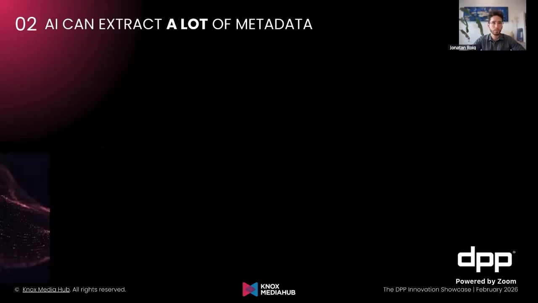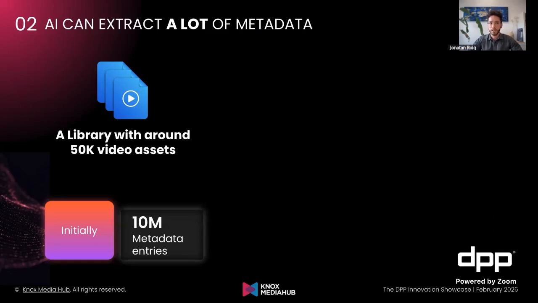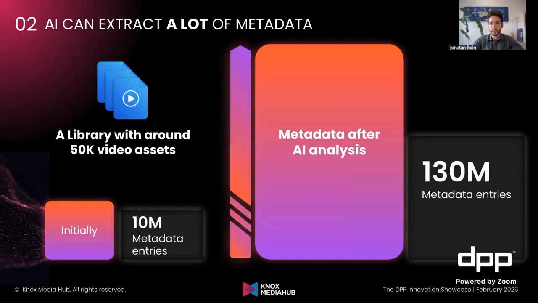Now, I wanted to give an example of a library that has around 50,000 video assets. If we analyze this in raw figures, initially we would have 10 million metadata entries. After AI analysis and enrichment, we could get to 130 million. So this is not only a big challenge technically, to store this metadata and allow fast and reliable search functionalities for the users, but it is also challenging to show this metadata and offer it in a way that can be consumed and used for actual value and for actual deliveries or deals that the clients need to close and operate.